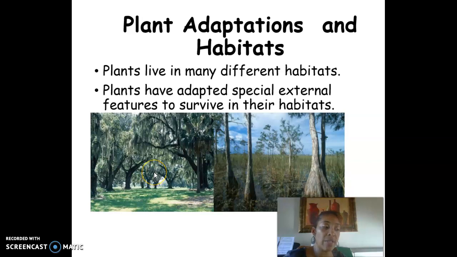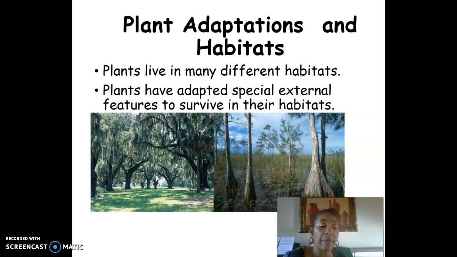Hi boys and girls, last week we learned about plant adaptations, characteristics, and habitats. This week we will continue to learn about plant adaptations. Your learning target is, I can identify the features of plants that help them to thrive in different Georgia habitats.